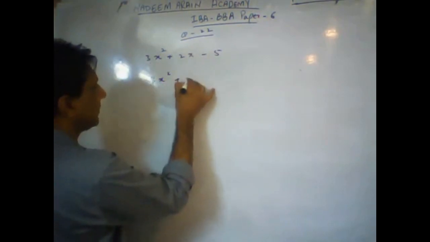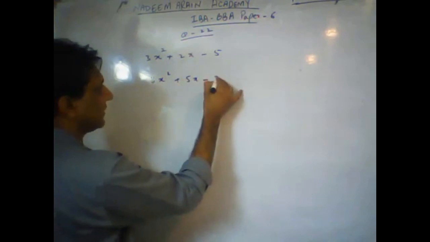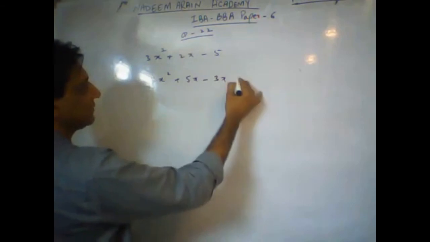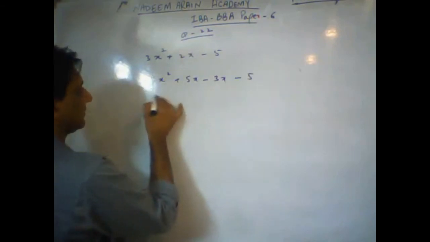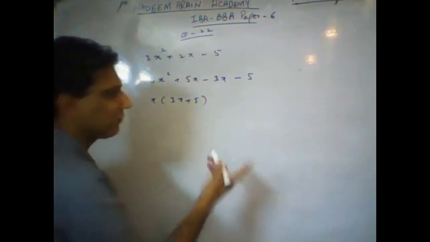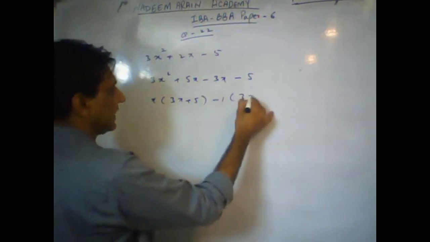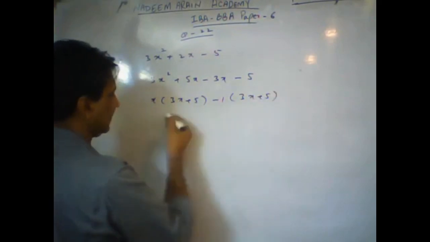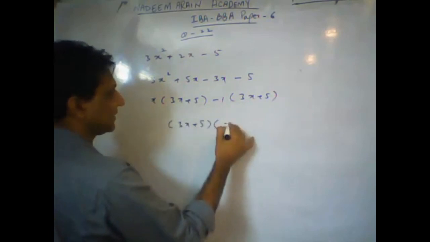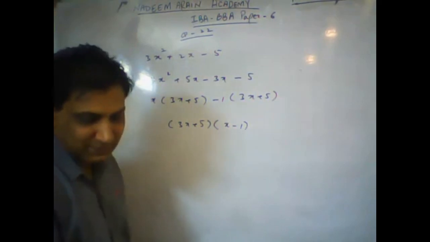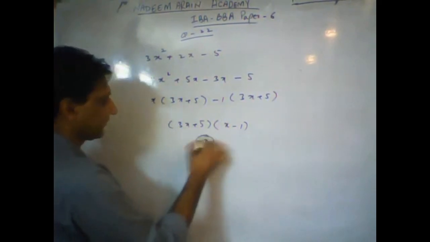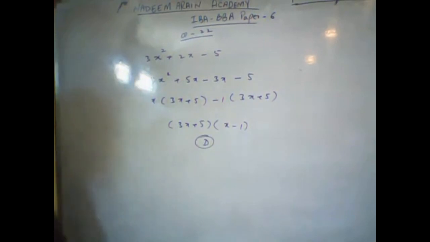3x squared plus 5x minus 3x, that is 2x. And 5 times 3 is 15. Okay, x, 3x plus 5. Just clockwork, you know what to do. 3x plus 5, so take it out, 3x plus 5, and you are left with x minus 1. That's a very simple question. So this is in option D. Thank you.